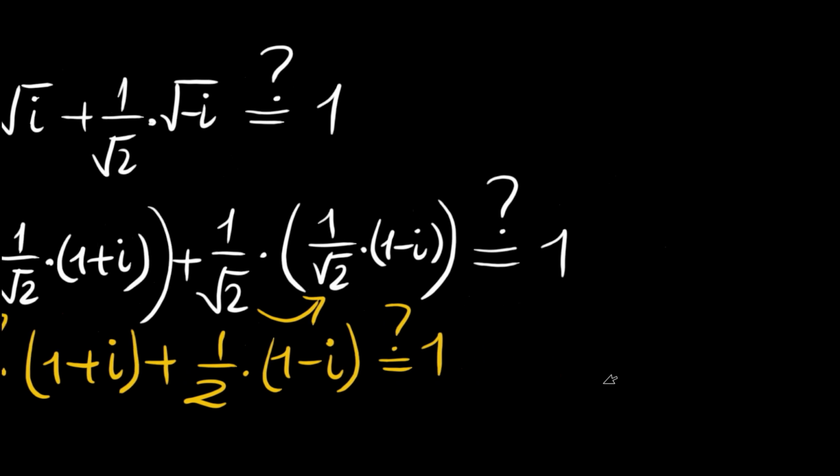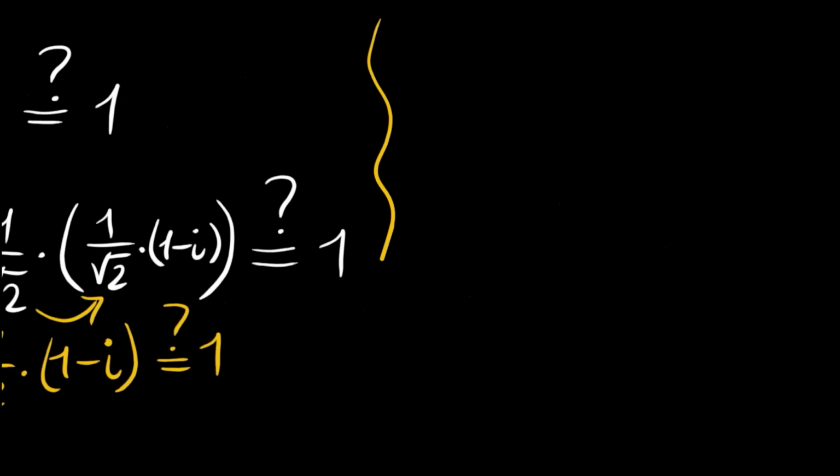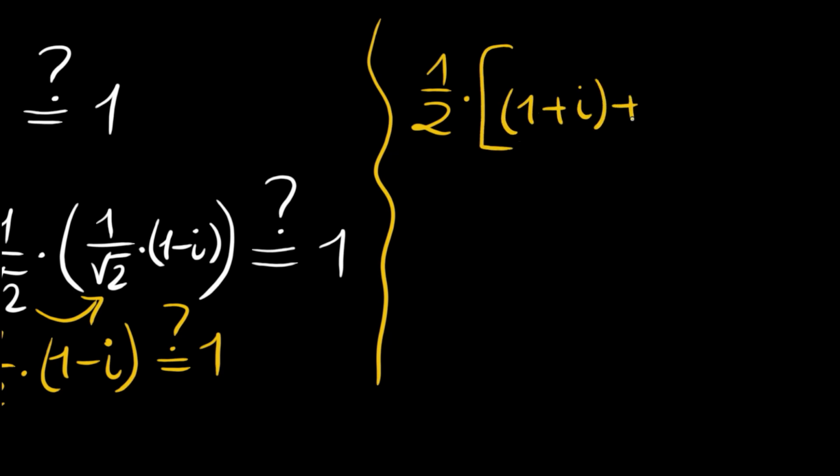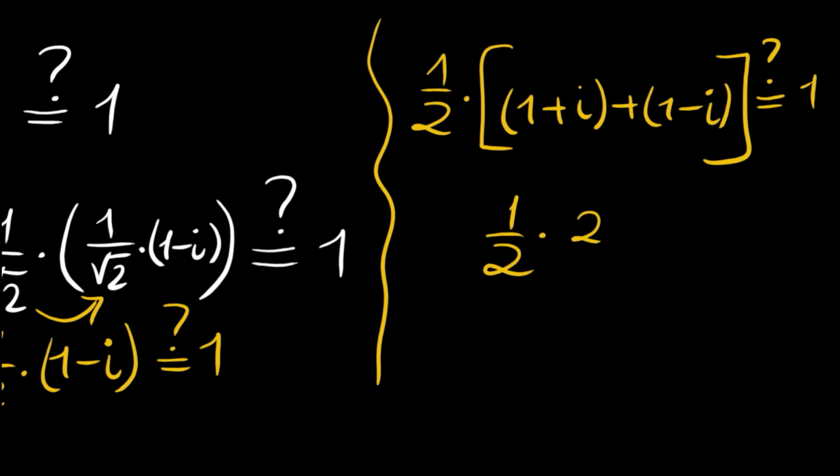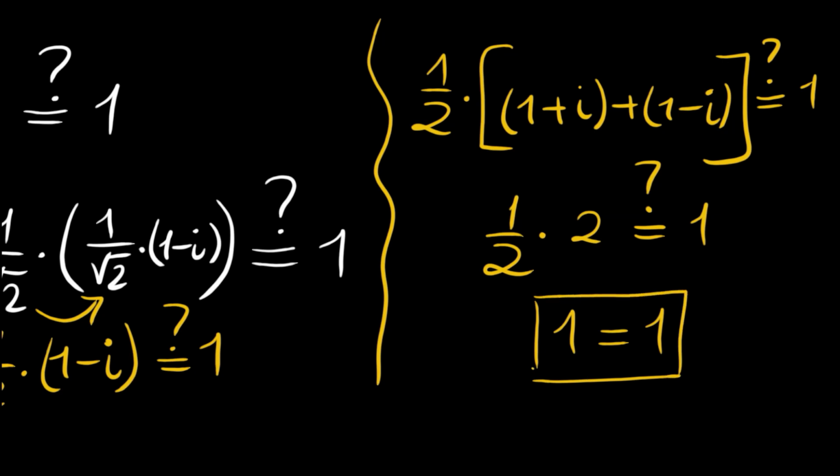So we have 1/2 times 1 plus i plus 1 minus i, and these two positive i and negative i cancel. We have 2 here. 1/2 times 2 is exactly equal to 1. Then this is checked. The first root is checked.